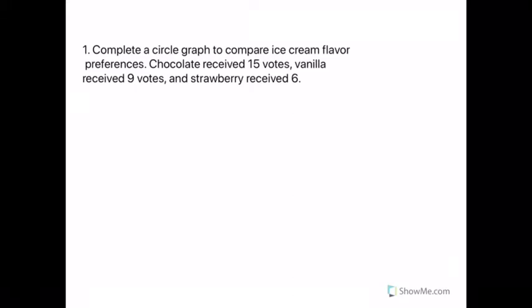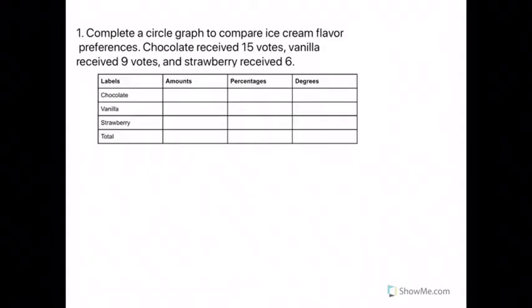I definitely recommend drawing a table to help as we make these calculations to find these sectors of our circle graph. So here's my table. On the left-hand side, this left column, we have the labels chocolate, vanilla, and strawberry. And then next comes the amounts, percentages, and then finally degrees. Because remember, we're breaking apart this whole circle. So we're breaking apart the 100% into different sectors. And then the 360 degrees, we're going to separate that into the different sectors.